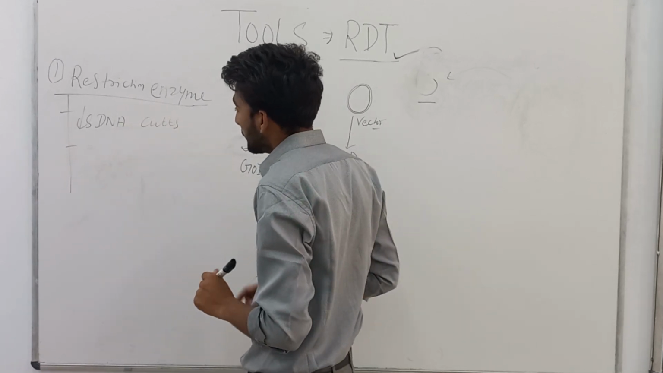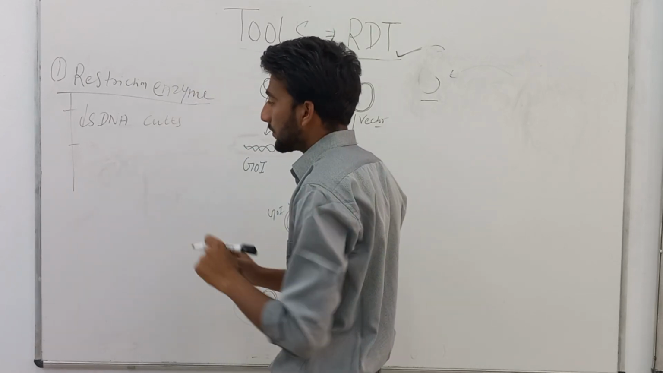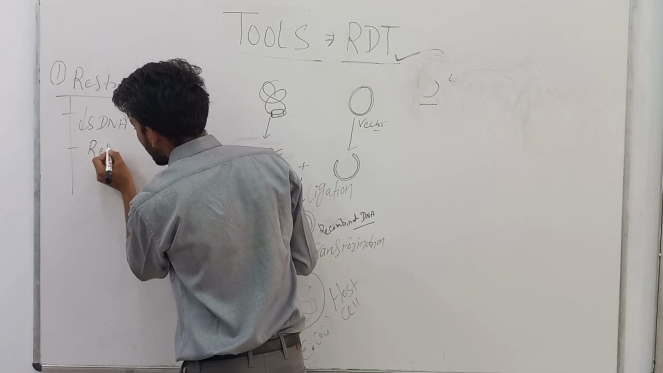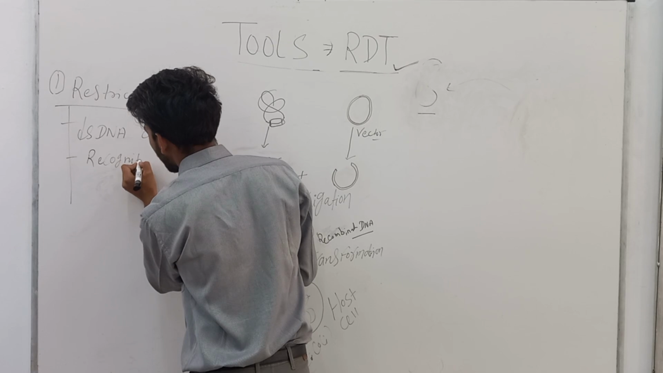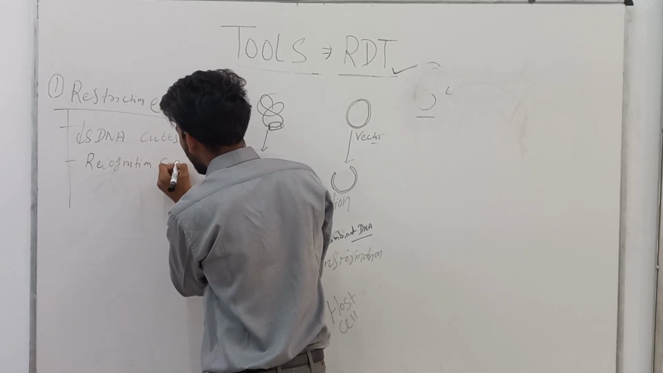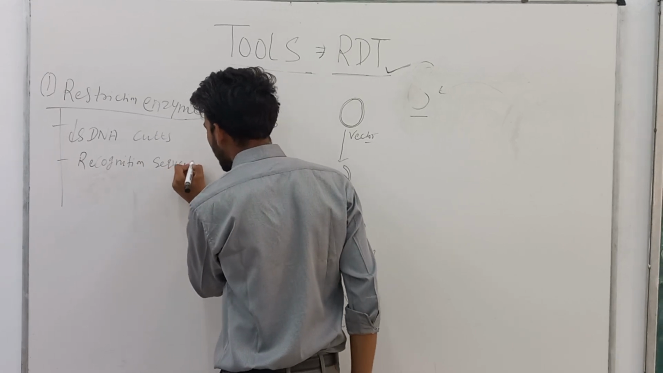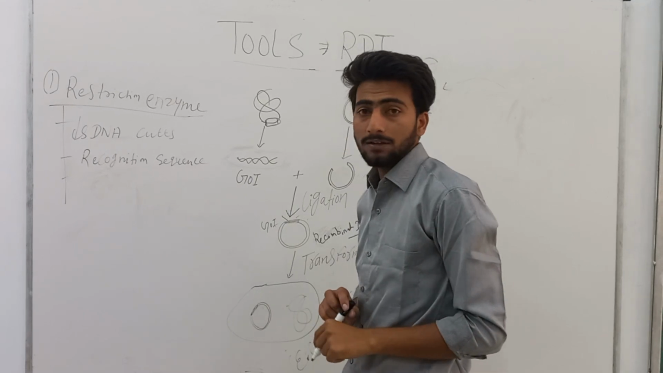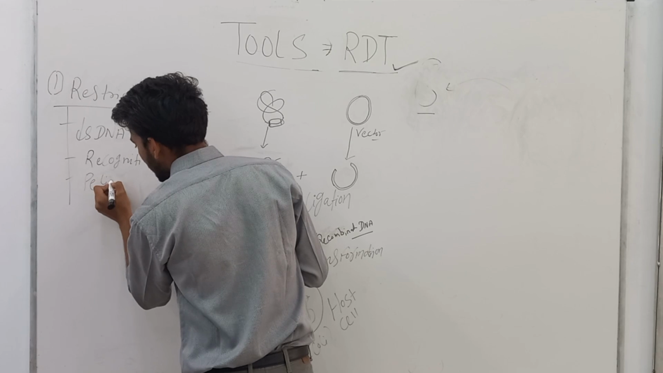Restriction enzyme will act on a specific location on the DNA molecule. We call this the recognition sequence. Recognition sequences are palindromic in nature, so we can call them palindromic sequences.